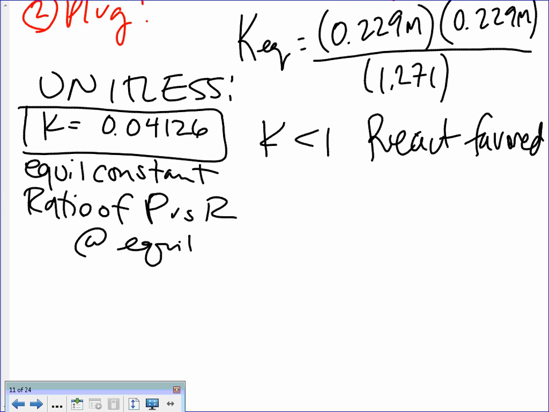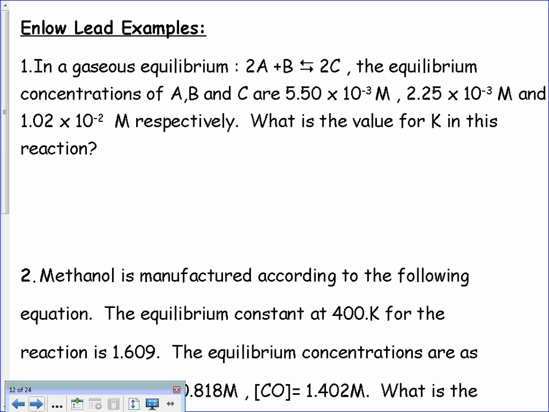Let's look at the second one. This is your second one. So, in gaseous equilibrium, when it says gaseous equilibrium, it's telling you that all of these are gases. Gas, gas, gas. The equilibrium concentrations of A, B, and C are given. What is the value of K? You guys do this one. Use your same two-step process.